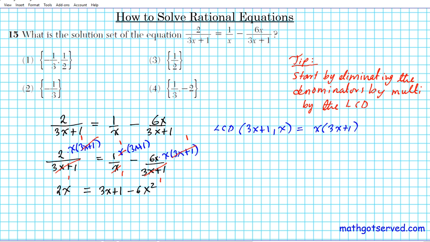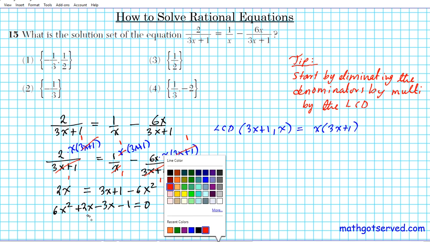Alright, so now if you take a look at what we have, compared to the original, this looks much nicer, right? This is just a quadratic trinomial equation when placed in standard form, and this is a complicated rational equation. So what we're going to do is place it in standard form. Terms in descending order of degrees equal to 0. Alrighty, so we'll add 6x squared to both sides, so we have 6x squared, and then plus 2x, subtract 3x from both sides, and then subtract 1 from both sides, set it equal to 0.